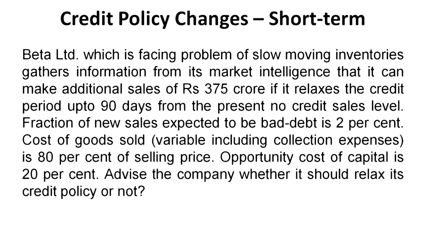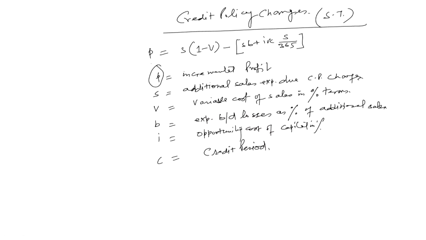So, we are studying here how many sales? 350 crores. It relaxes the credit policy, then the credit period is up to 90 days. So, we have to take the 90 days, and the bad debt on new sales is 2%, and the cost of goods sold, the variable cost, is just 80% of the selling price, and the opportunity cost is 20%. So, all the information is available with us. We can easily evaluate this situation with the help of a model, and here we will have to find out the small p.